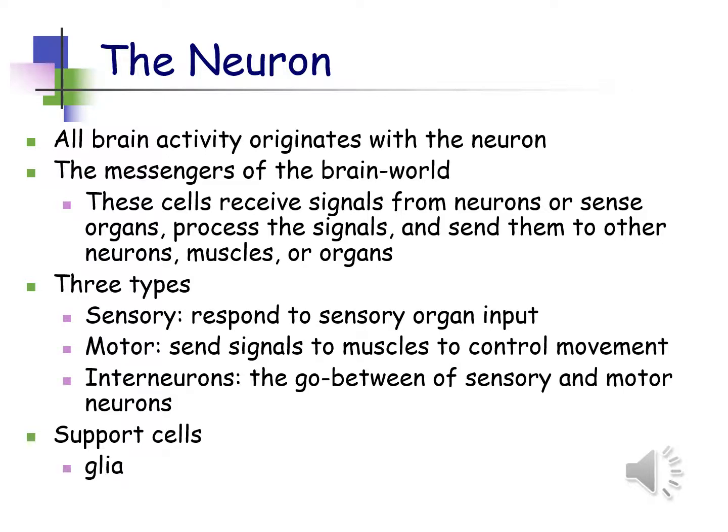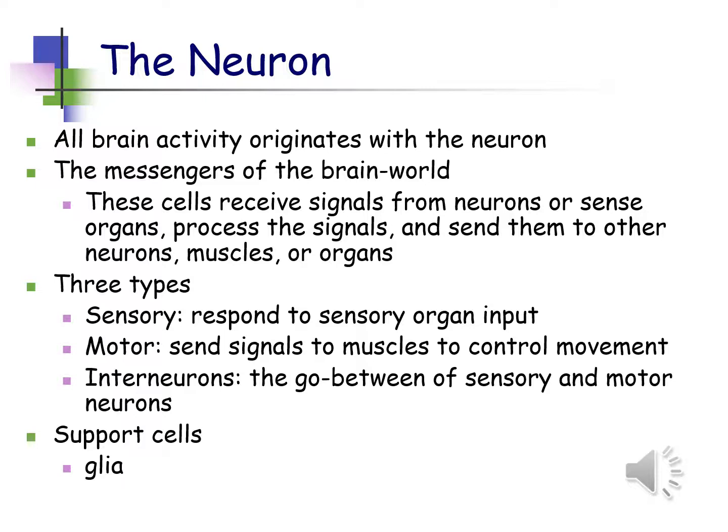Okay then, all brain activity originates with the neuron. These are basically the messengers of the brain world, and they receive signals from other neurons or sense organs, process the signals, and send them to other neurons, muscles, and organs. And there are 3 main types of neuron.